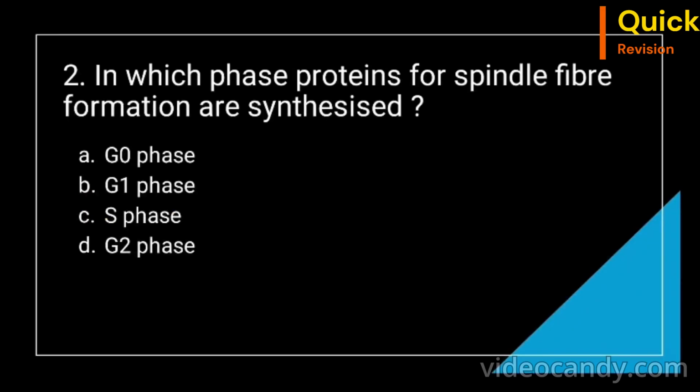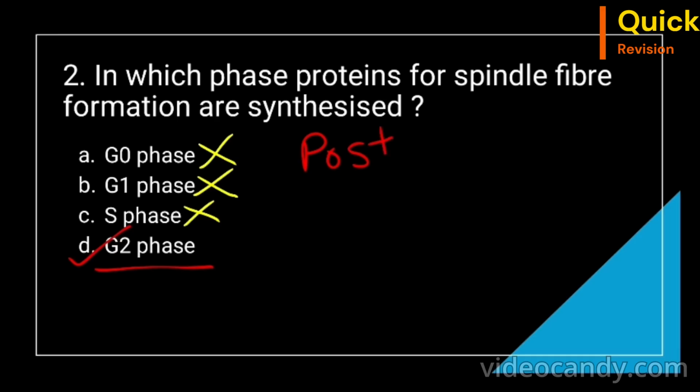So second question is, in which phase proteins for spindle formation are synthesized? It's not in the G0 phase, not in the G1 phase, not in the S phase, but it's in the G2 phase. Basically G2 phase is where the spindle fiber formation proteins occur. So G2 phase is also called the post synthetic phase. Why are we calling it the post synthetic phase?